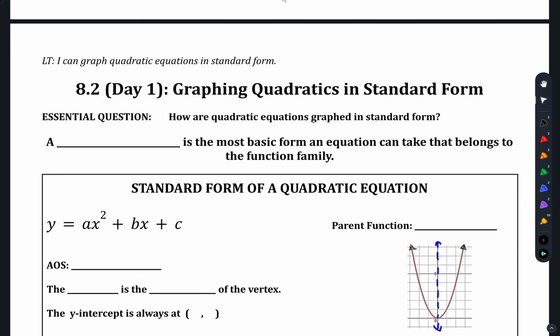8.2 day 1 is graphing quadratics in standard form. We're going to spend 2 days on this. Today is kind of like rough draft graphs. We're going to learn all the vocab. We're going to talk about a couple of things, but we're not going to graph exact points just yet. We're going to do sketches.